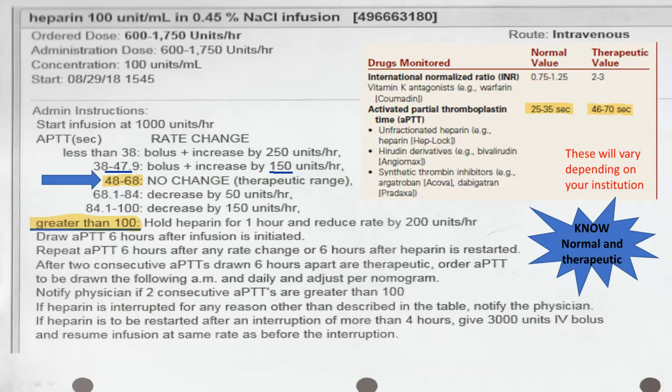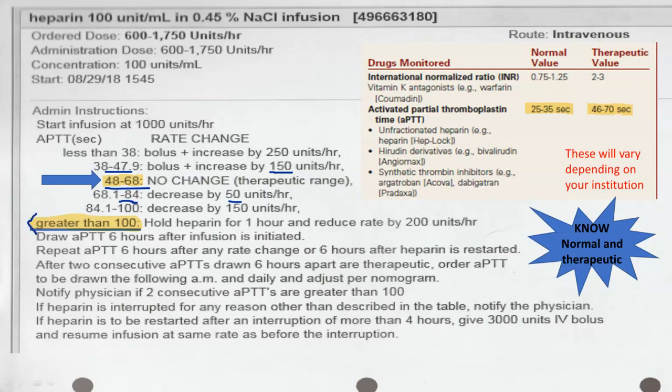So then in 12 hours, I come back and I see now that their PTT is 80, which is here. Now I'm going to have to decrease that rate by 50 units per hour. So we're going to keep doing this every 6 hours, basically until I get about 3 of these that are therapeutic in a row, and then you can switch over to every 24 hours.